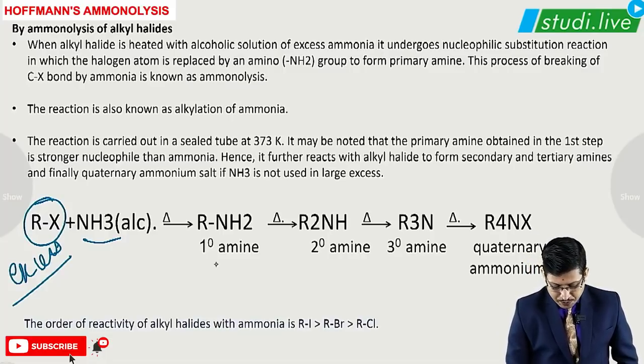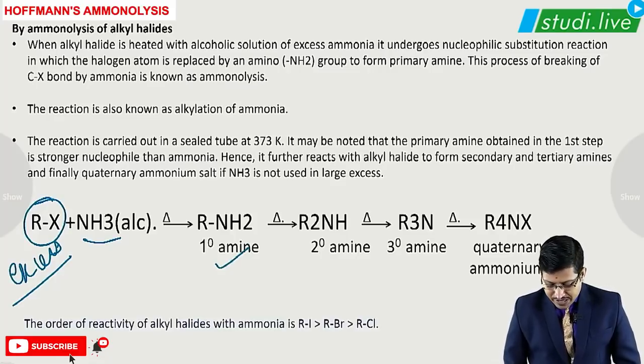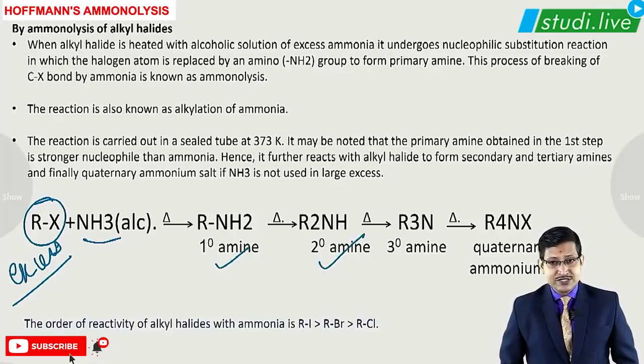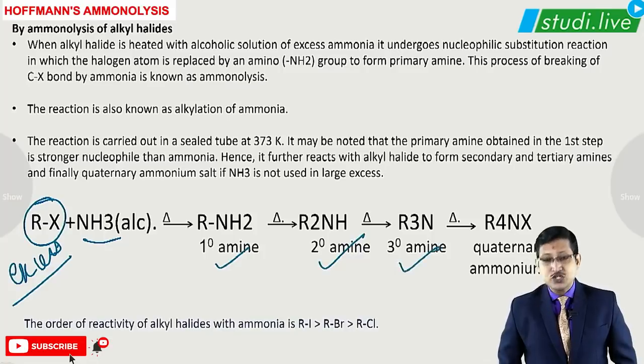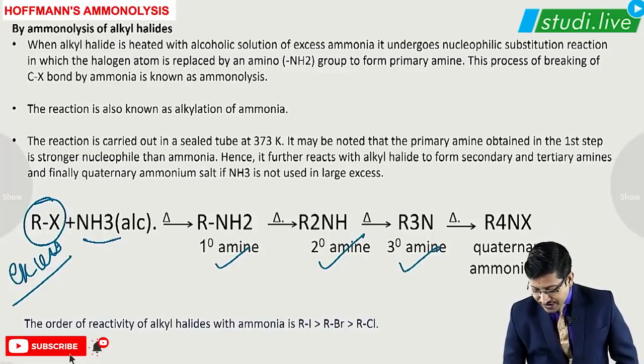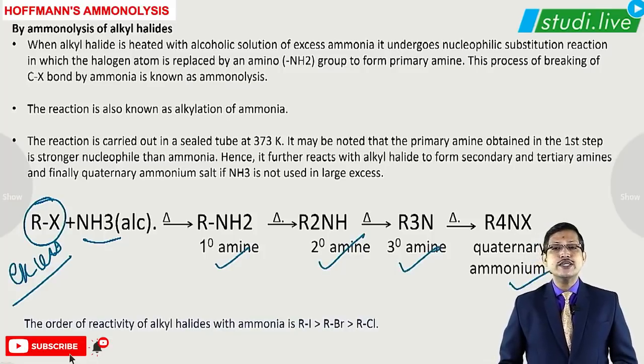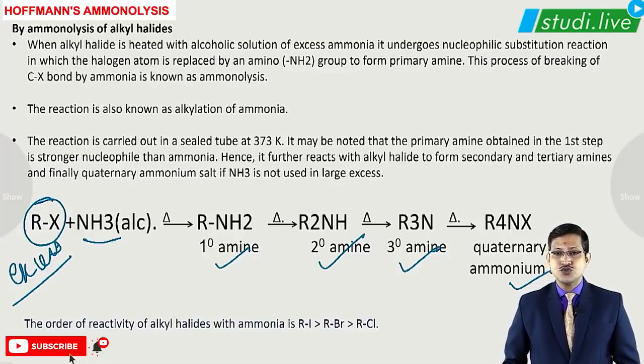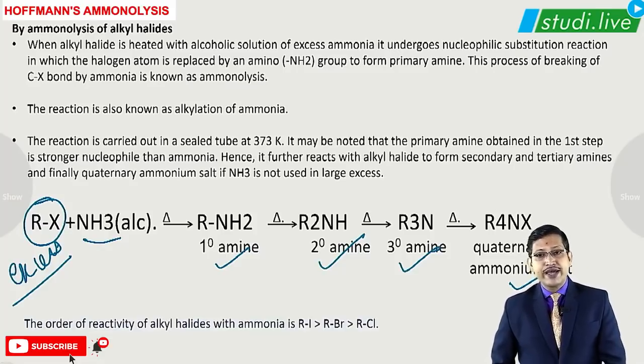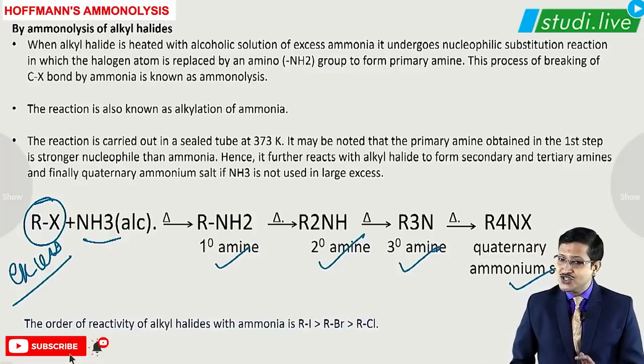First it gives you primary amines. That primary amines will give you secondary amines. Secondary amines then give you tertiary amines, and finally you get quaternary ammonium salt. So if excess of alkyl halide is used, you don't get only primary amines, you will get a mixture of primary, secondary, tertiary amines followed by quaternary ammonium salt.